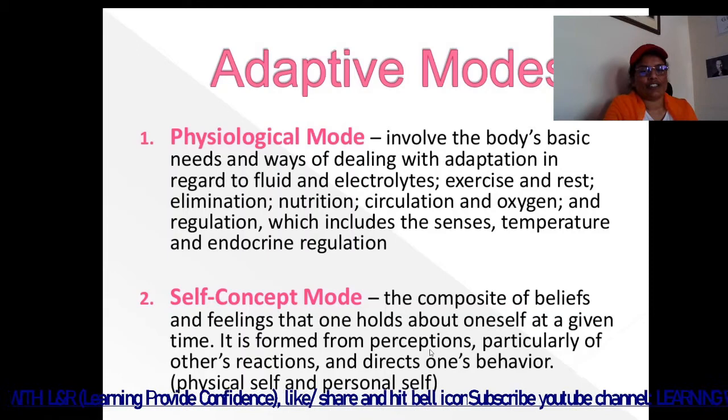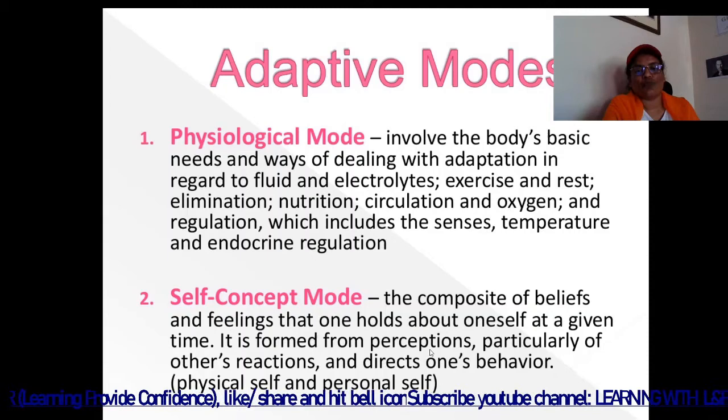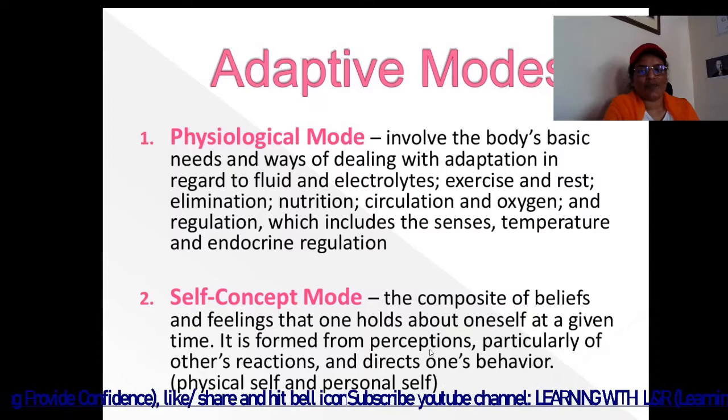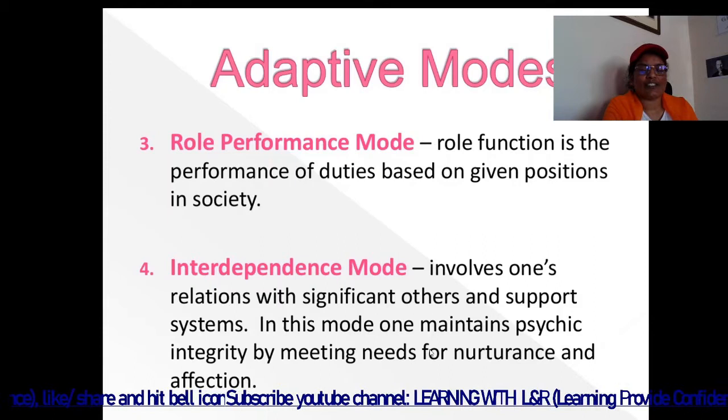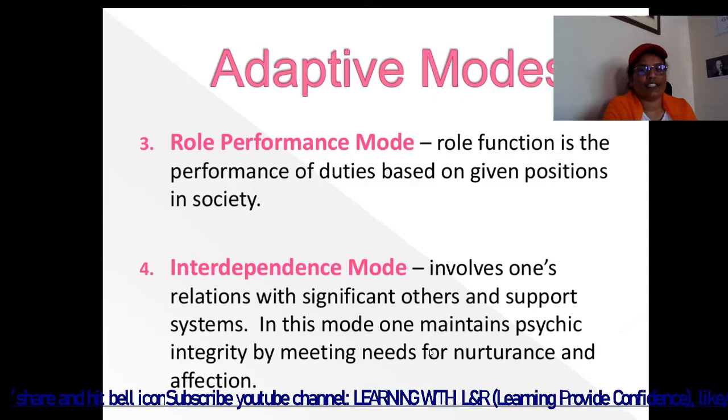Self-concept mode. The composite of beliefs and feelings that one holds about oneself at a given time. It is formed from perceptions, particularly of others' reactions, and directs one's behavior. Adaptive modes, role performance mode or interdependence mode. Role performance, role function is the performance of the duties based on given positions in society.